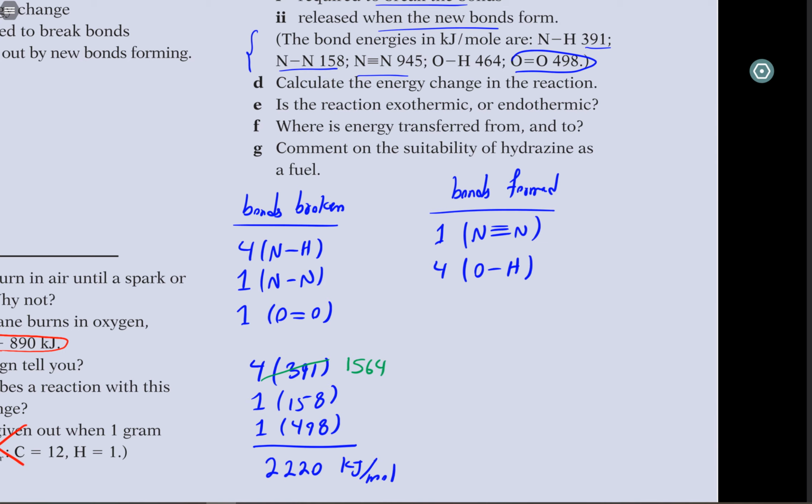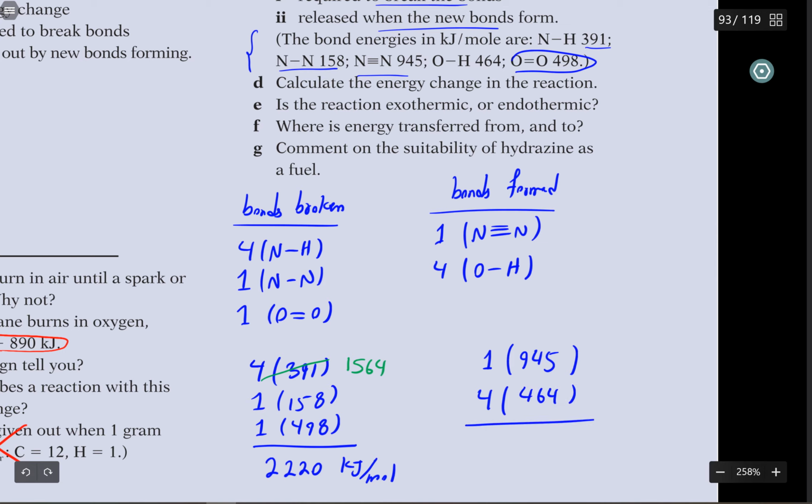And the bonds which are formed: nitrogen triple bond nitrogen, we have 1 of this type of bond. Its energy is 945, and 4 O-H bonds, its energy is 464. So the total energy which is released by forming the new bonds is 2801 kilojoule per mole.